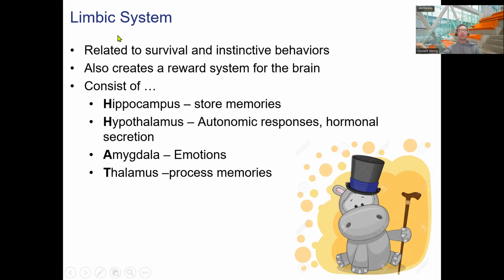But it's not all negative. Like Juman said, exercise. Some people like to exercise and it gives them that dopamine release, and they feel happy and they want to do it again. And so that's all part of the limbic system.